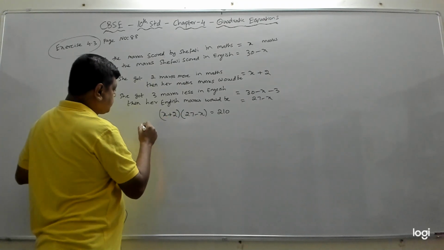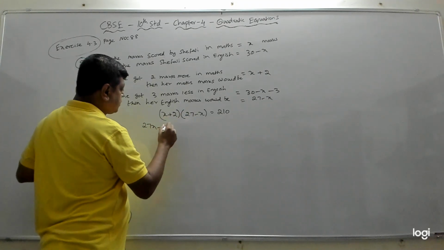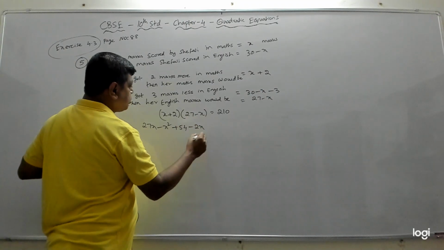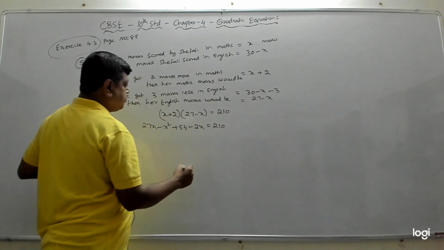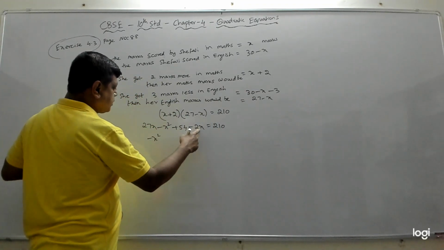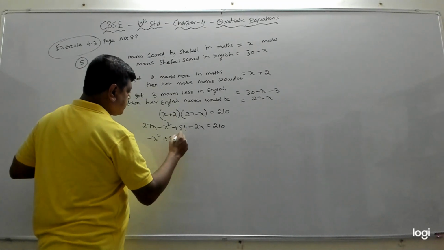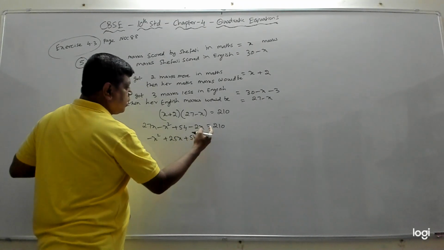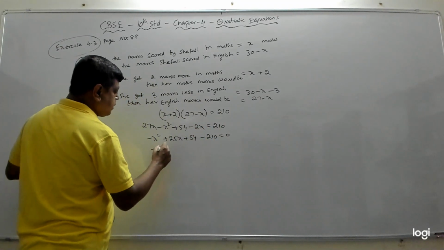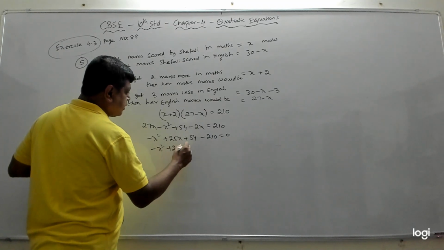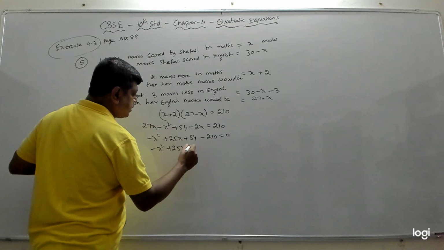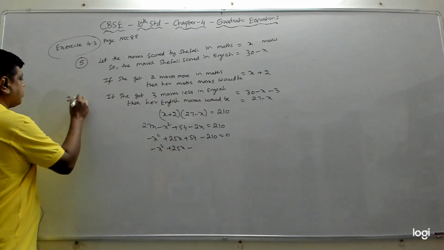Now let's multiply. X into 27 is 27x. X into minus x is minus x square. 2 times 27 is 54. 2 times minus x is minus 2x, equal to 210. Now let's write this: minus x square, then 27x minus 2x gives me plus 25x, plus 54. And this 210 comes this side, will become minus 210, equal to 0. Now minus x square plus 25x. 54 minus 210 will become minus 156.